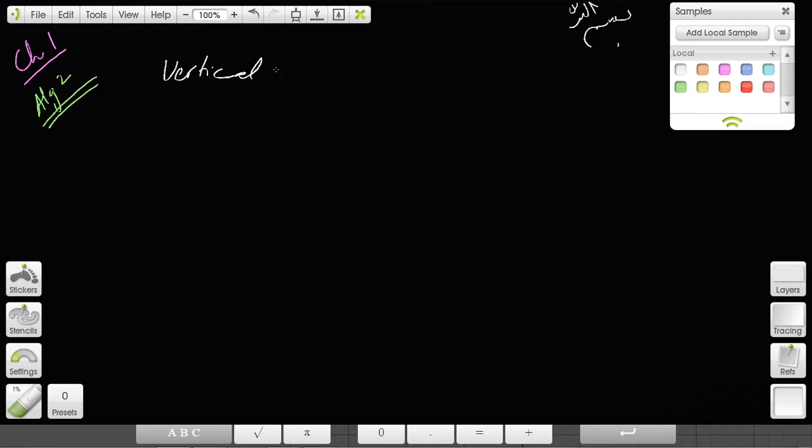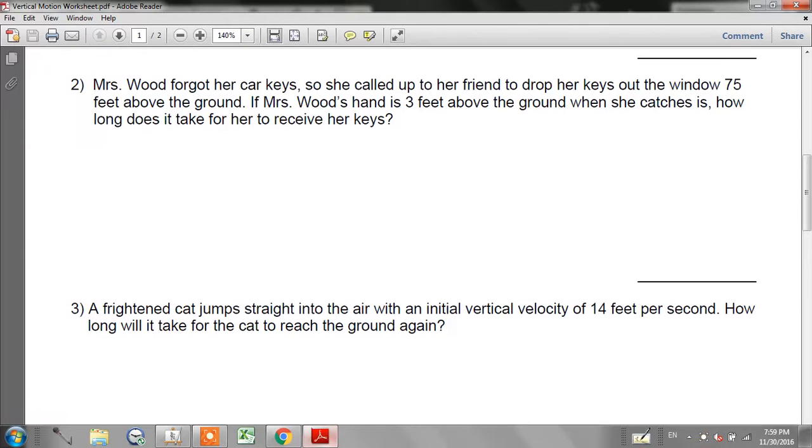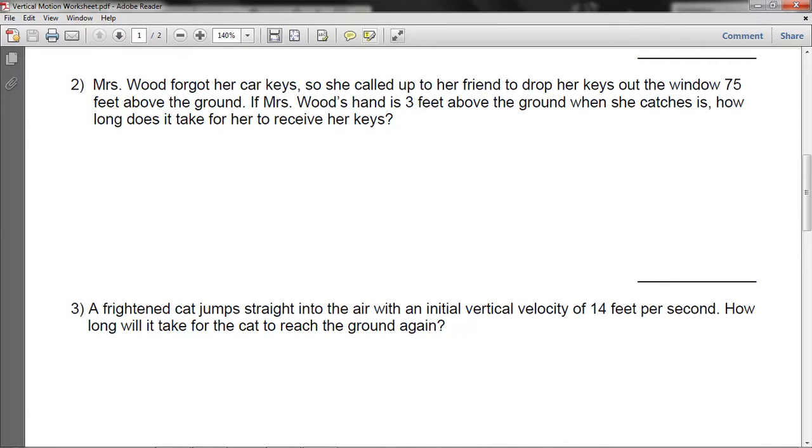Today, inshallah, I'd like to do 3 example questions about the vertical motion equation. I found this nice set of examples here. The first one is this.